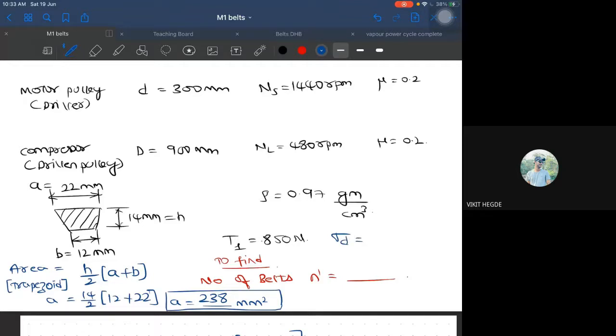If the force is given for some body and you are asked to calculate the stress, how will you do it? Basic question. Force by area. So the force divided by area. Force here is the tension force divided by area. So force is 850 newtons divided by area, which is 238 mm square. So now, what is the design stress?